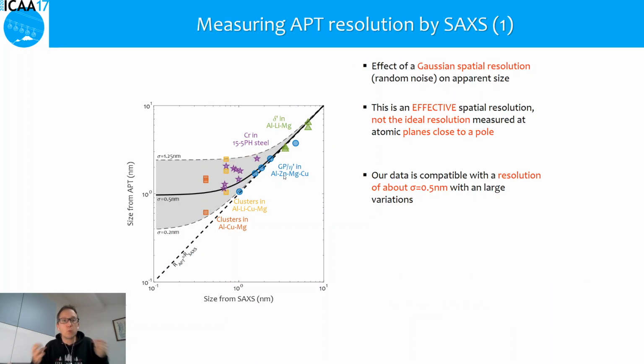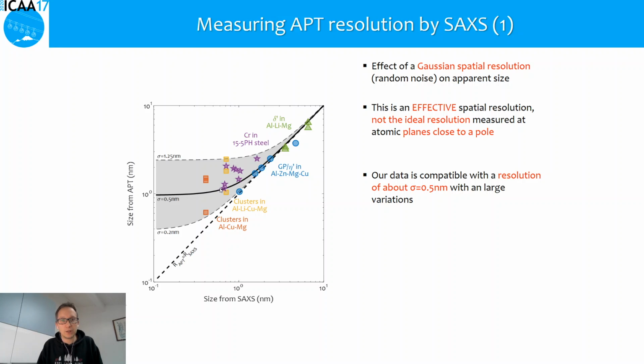It seems that there's some sort of saturation of the size to a value of about 1 nanometer. Now, if you think about what the effect of an effective spatial resolution that would be Gaussian, a blurring of the atoms, would be on this kind of graph, well, I've calculated this. It's the solid line there. If I blur the position of the atoms with a Gaussian noise of sigma equals 0.5 nanometers, then the apparent size that I will measure will follow the diagonal for large size, and then will saturate to a minimal measured size, which will be twice the sigma, 2 sigma. So in this case, about 1 nanometer.